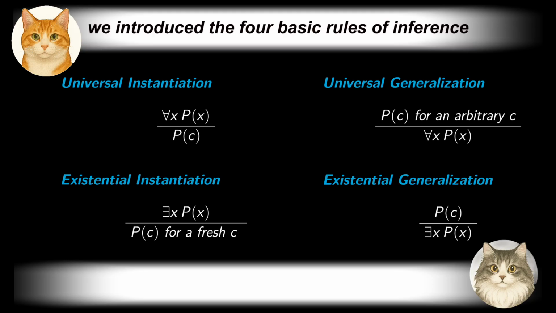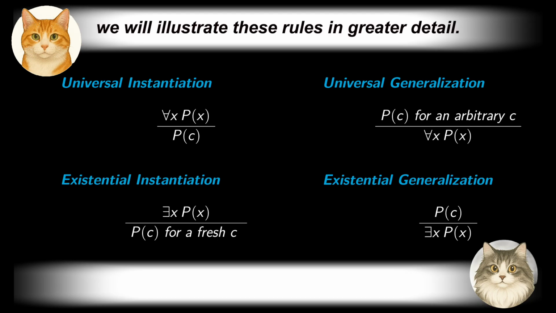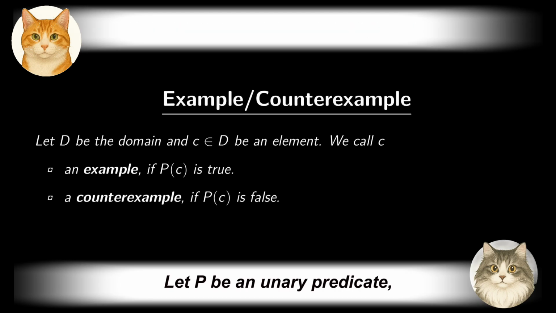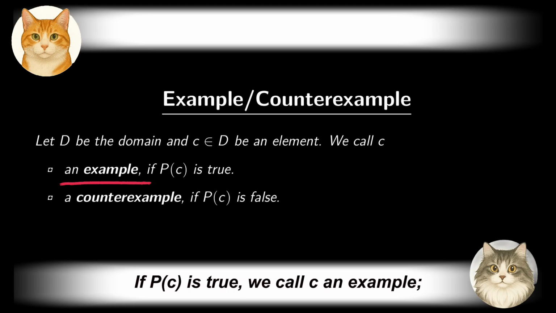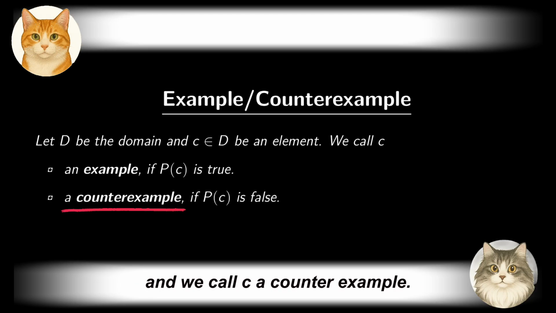Previously, we introduced the 4 basic rules of inference for statements involving quantifiers. In this section, we will illustrate these rules in greater detail. Let P be a unary predicate, and let c be a constant element in the domain of discourse. If P(c) is true, we call c an example. Otherwise, P(c) is false, and we call c a counterexample.